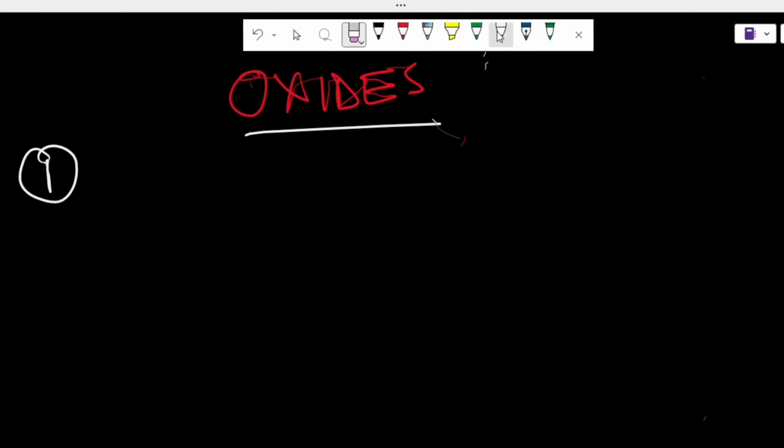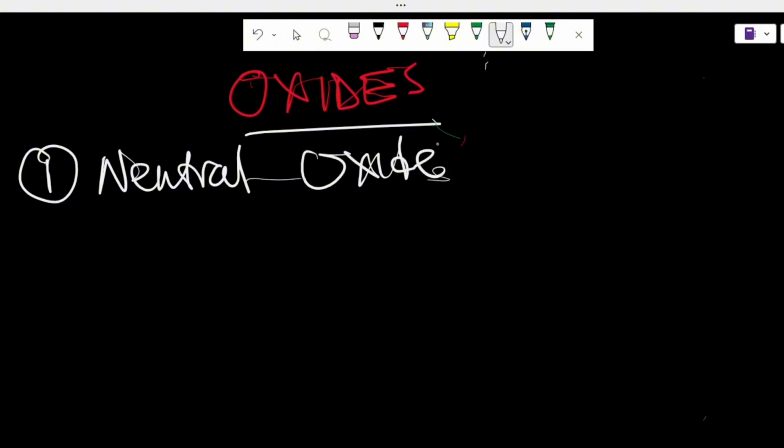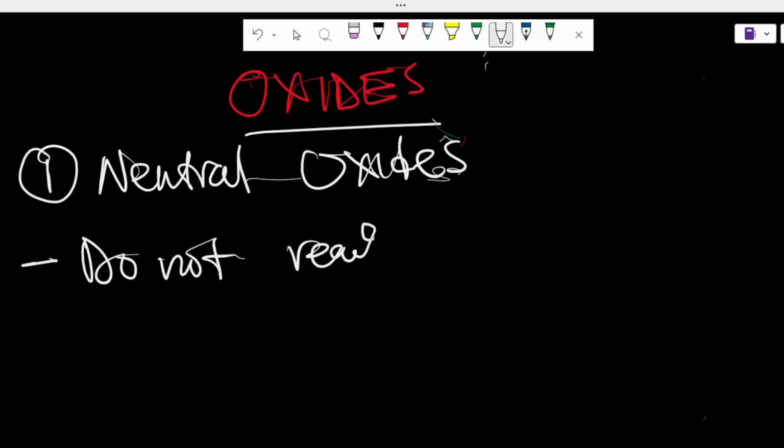Now we also have what we call neutral oxides. Now for the most part, these neutral oxides do not react. These would be oxides like carbon monoxide or nitrogen monoxide. So when you have something like this, these types of oxides for the most part do not react. And those are some of the examples that we can give for these particular types of oxides.